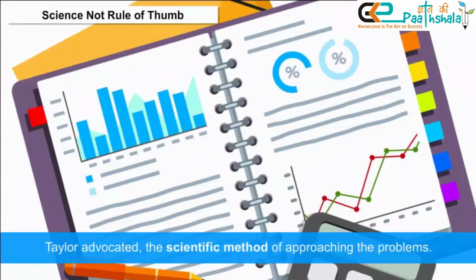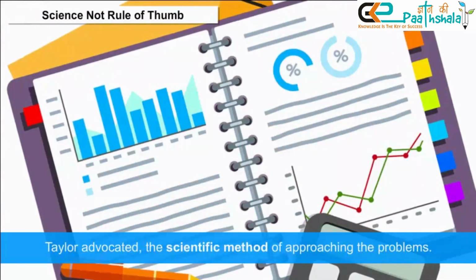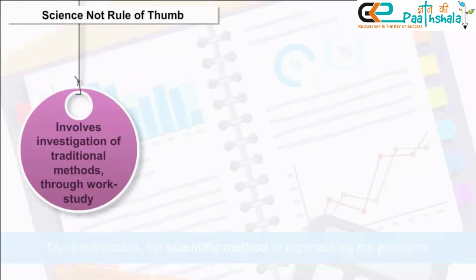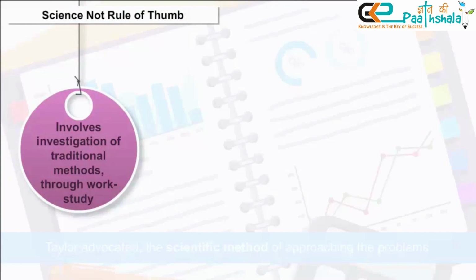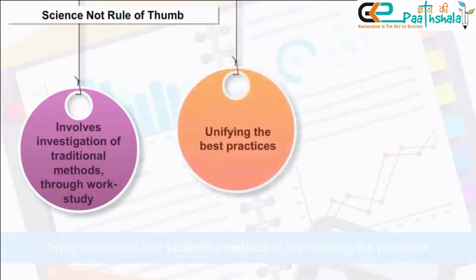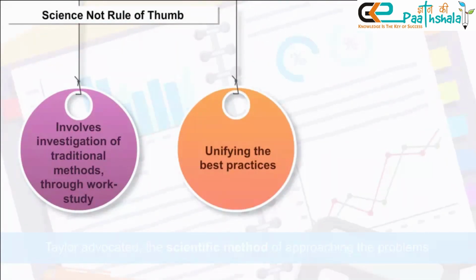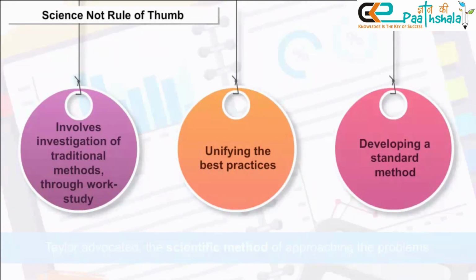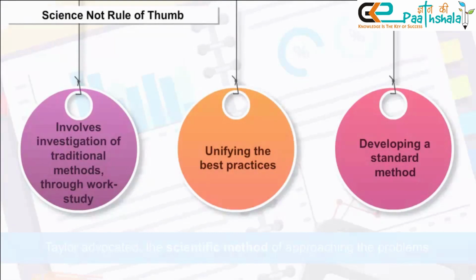Taylor advocated the scientific method of approaching the problems, which involves investigation of traditional methods through work study, unifying the best practices, and developing a standard method which would be followed throughout the organization.